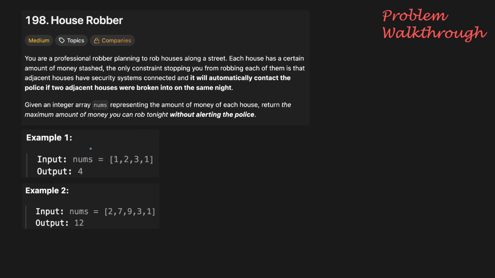Then in example 1, in the given nums array, once we rob the house with money 1, we cannot rob the house with money 2, but we can rob the house with money 3 and 1. And if we rob the house with money 3, the total amount of money we will rob will be 4, and that is the maximum money we can rob. So total robbed money in this case will be 4. Similarly, in example 2, for the given houses with different amounts of money, the maximum amount of money we can rob is 12, which we can get, for example, by robbing houses 1, 3 and 5.